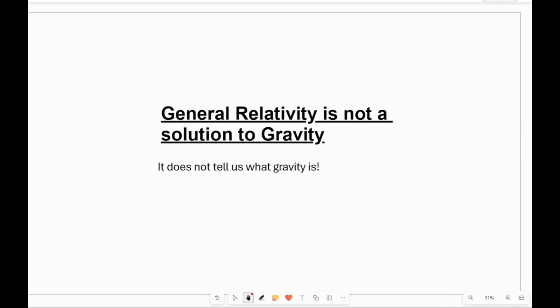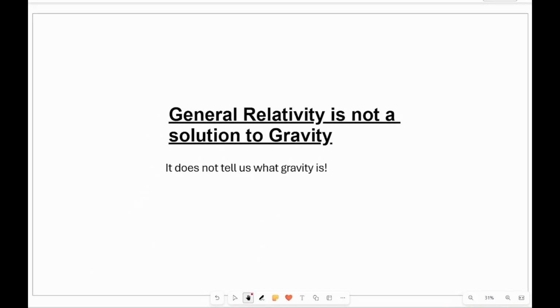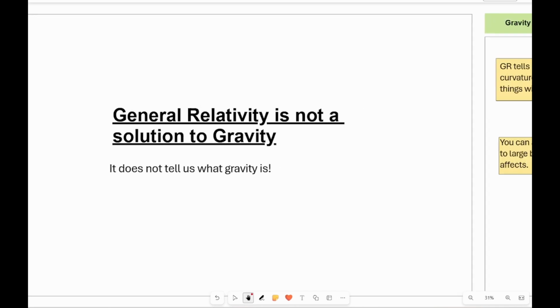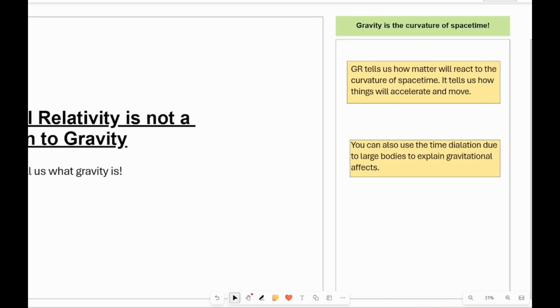Now, just another reason why I feel it's so important for us to look at some other theories and models is because general relativity, as great as it is, does not tell us what gravity actually is. So you're going to want to say, but gravity is the curvature of spacetime, right? Well, GR tells us how matter will react to the curvature of spacetime. It tells us how matter curves the spacetime, and it tells us from there how matter will accelerate and move.